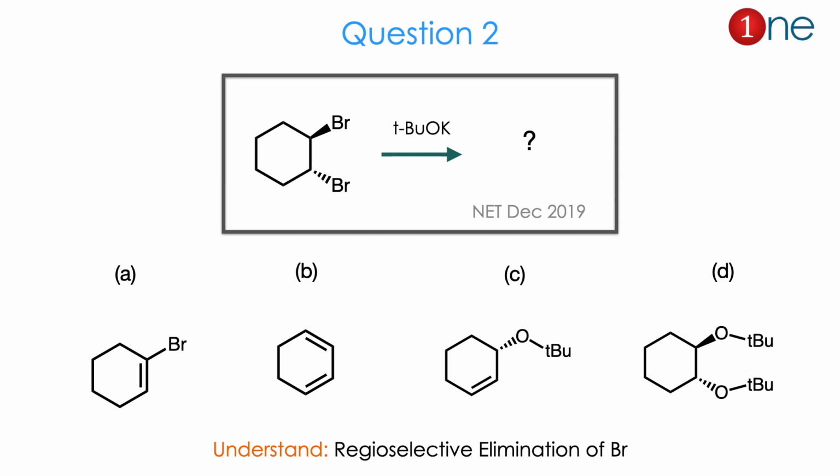They asked whether 1 bromine is eliminated or 2 bromines are eliminated, or just a mono substitution reaction in the system, or a di substitution reaction in the system. So from the reactant to product you might guess regioselective elimination of Br is the real key here. The answer is B. Let us see how.